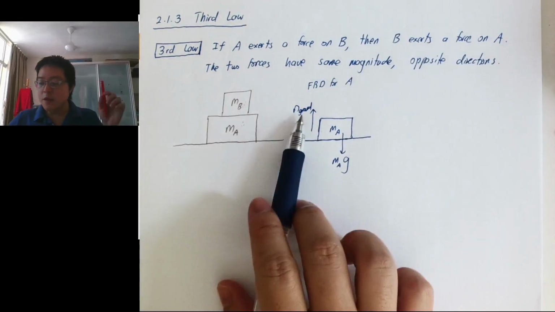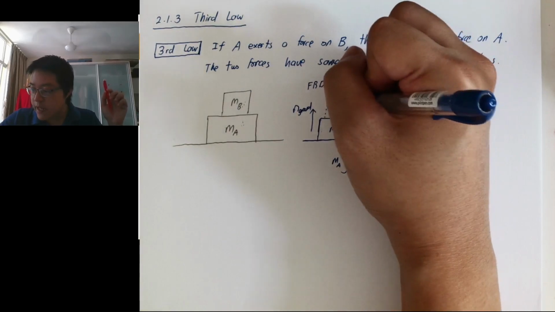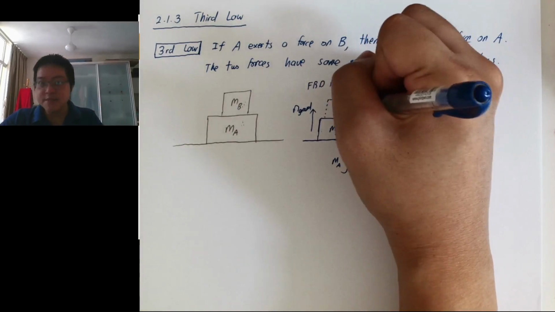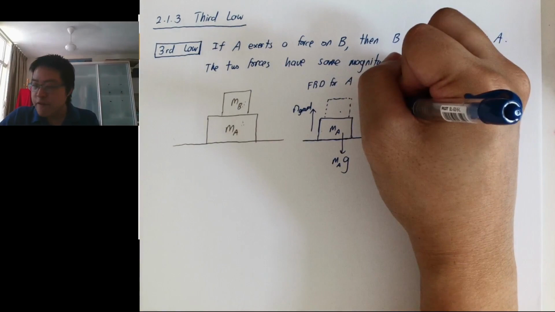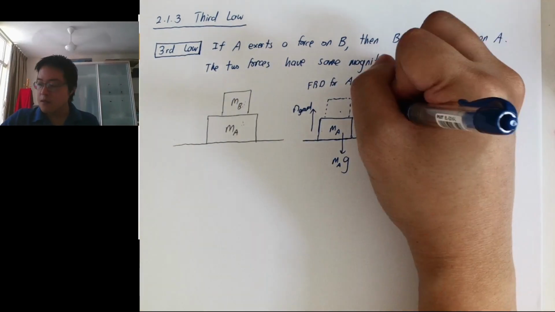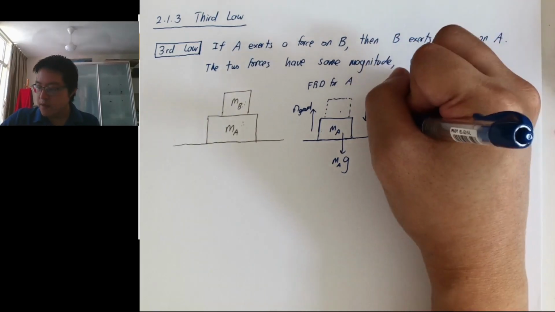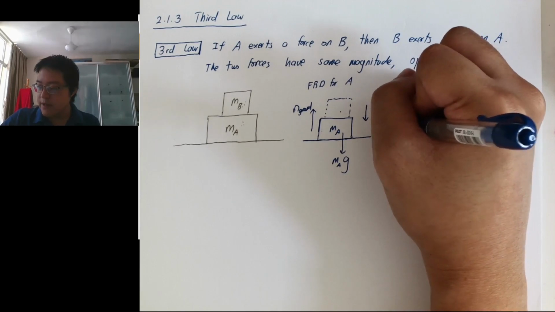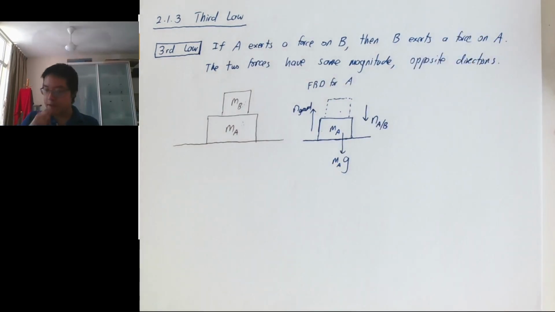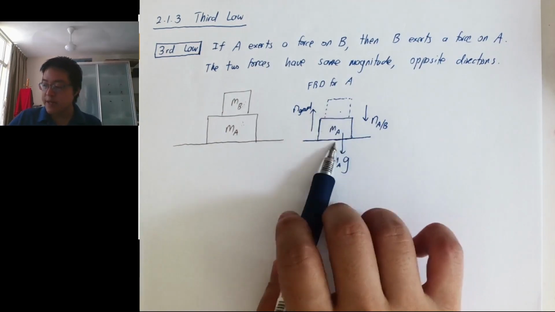But that is not what we are focusing on at the moment. There is an object B sitting on top of A. So when there's something on top of A, that means something is pushing down on it, right? If you put something on your head, you will feel it because of the normal force. So this is the normal force on A coming from B. This is the free body diagram of the normal force of B acting on A.